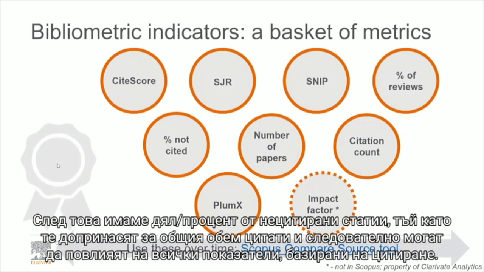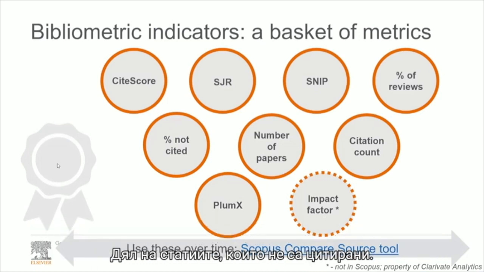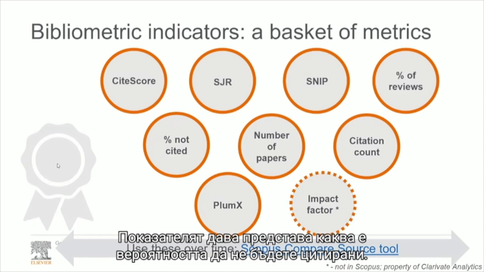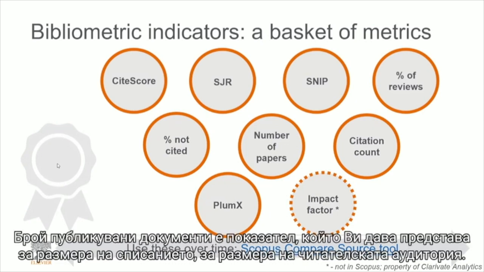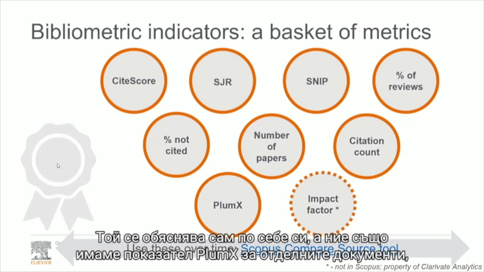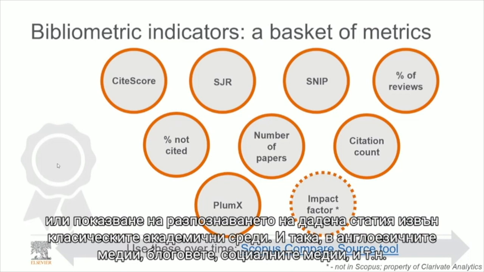Then we have share of articles which are review articles, because they contribute to the total volume of citations and therefore may influence all citation-based metrics. Share of articles not cited, to show you exactly what's the likelihood of being not cited. Number of papers, which gives you the idea of the size of the journal, so the size of your readership. Citation count, that's self-explanatory, and we also have PlumX metrics for individual papers, showing the recognition of a given paper outside classical academia, so English-speaking media, blogs, social media, things like that.